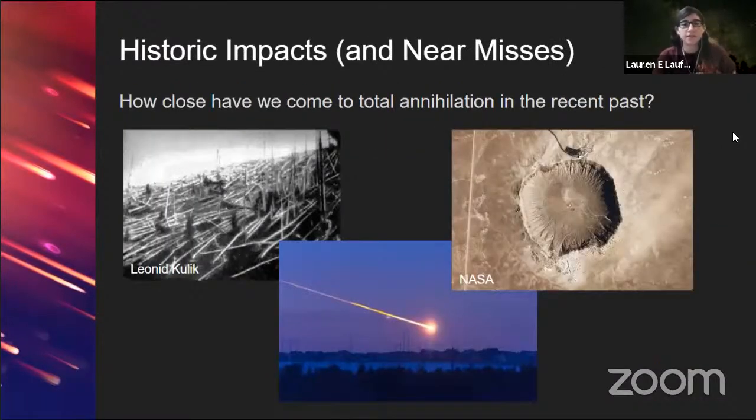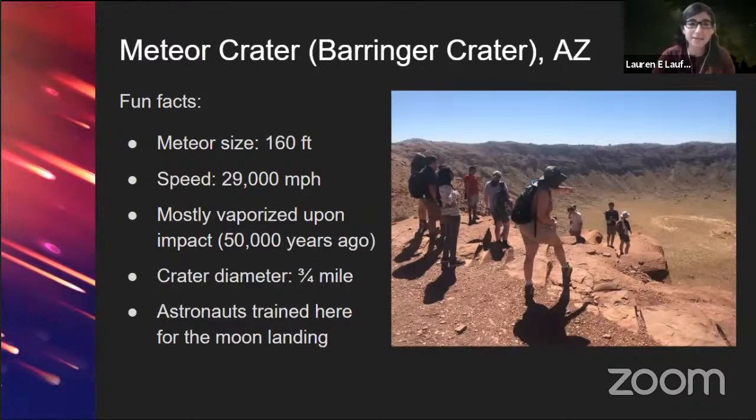So, how close have we come to total annihilation in the recent past? Well, you will find out. Dangerously close. First up is Meteor Crater. This is a meteor crater about 40 miles east of Flagstaff, Arizona, with a very original name.